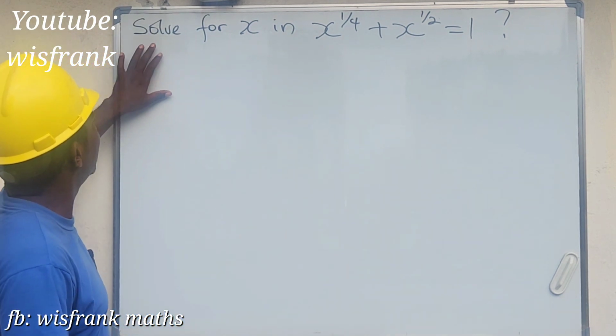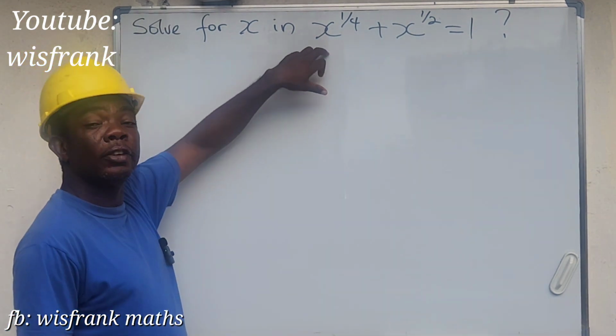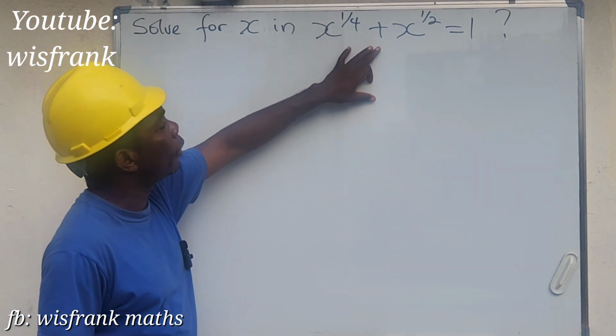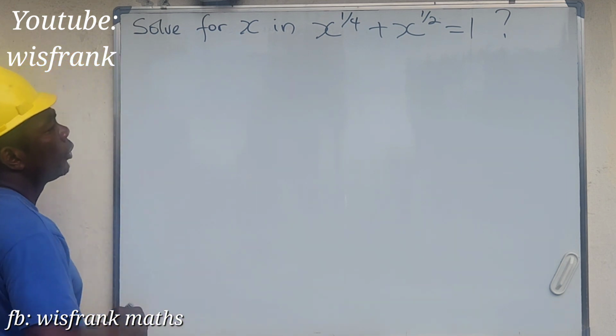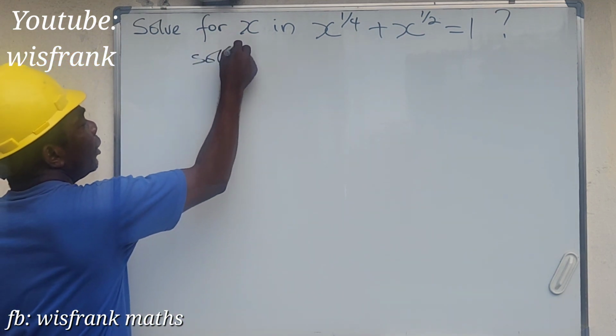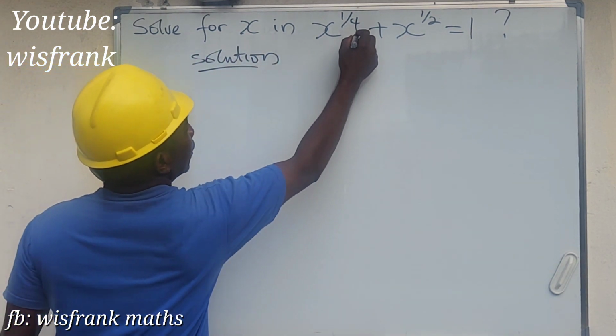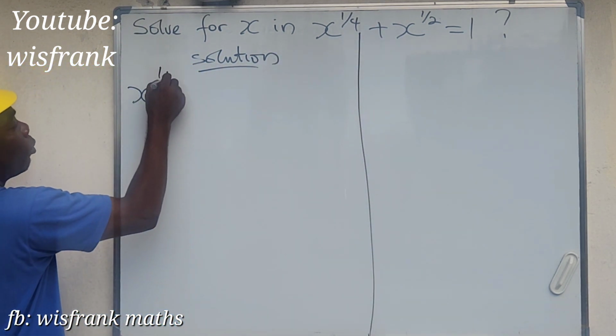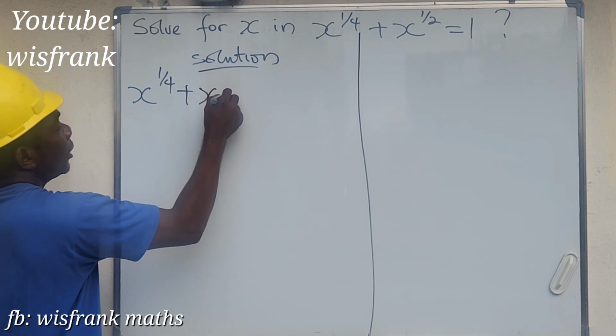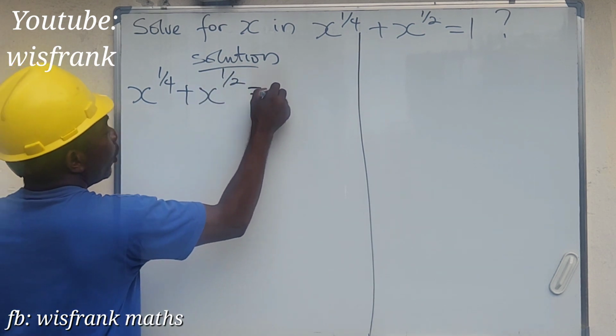Today we are looking at this question, and it says solve for x in x raised to the power of 1 all over 4 plus x raised to the power of 1 all over 2 equals 1. So in that case, we are going to find the solution for x. So we divide our board into 2. We are given x to the power of 1 all over 4 plus x to the power of 1 all over 2 equals 1.